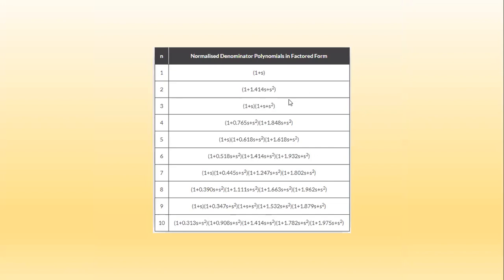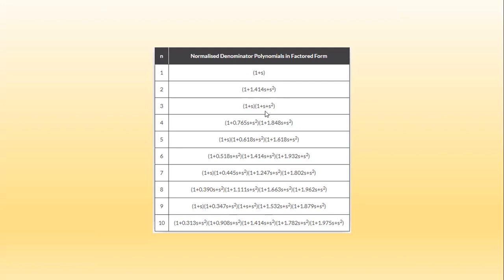This is one part of the discussion. Now we are going to find the expressions, and then examples of how you are going to design a filter by using the different methods. So this is s plus 1 for n is equal to 1. For n is equal to 2, it is s square plus 1.414 s plus 1.